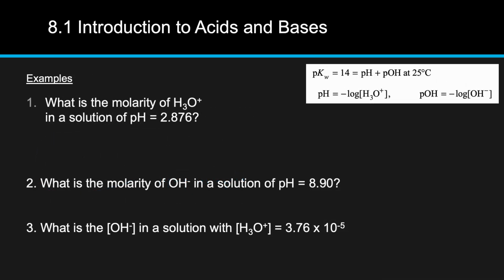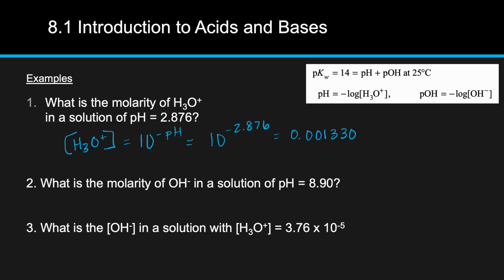All right, let's dive into some practice problems. Number 1 says, what is the concentration of H3O plus in a solution of pH equals 2.876? So I am given pH, and I want to find my concentration of H3O plus. And I know if I want to find concentration and I'm given pH, I'm just going to have 10 to the negative pH. And because I am given pH, I can put in my calculator 10 to the negative 2.876, and that will give me my concentration of hydronium ions.